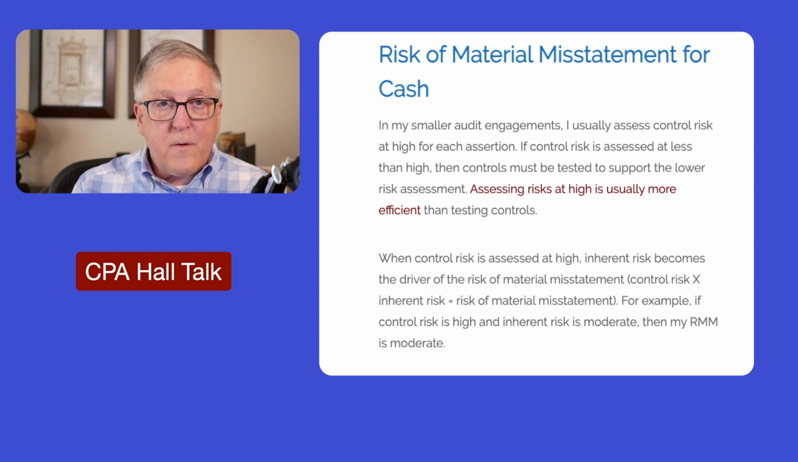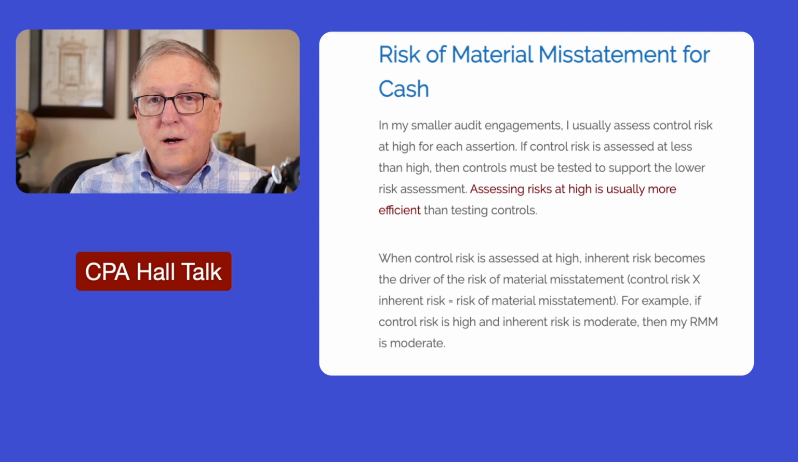Well, if the inherent risk for those three assertions is moderate, for example, then moderate times high on the control risk equals usually a moderate risk of material misstatement. Now, if one of those assertions has a high inherent risk, then your risk of material misstatement would be high, and then you'd plan to perform additional procedures.